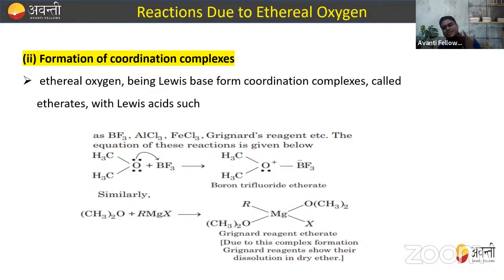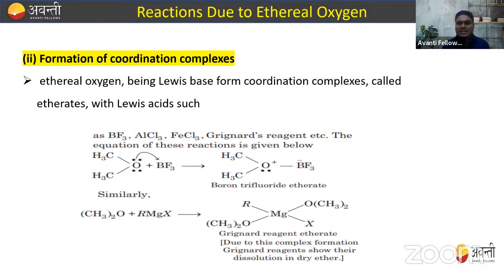Complexes are formed by two things: one which behaves as the Lewis acid and one which behaves as the Lewis base. The Lewis base has the tendency to donate a lone pair of electrons, and the Lewis acid has the tendency to accept the lone pair of electrons. Due to this, the coordination complexes are formed, right? So ethereal oxygen, being a Lewis base, forms coordination complexes called etherates with the Lewis acid.